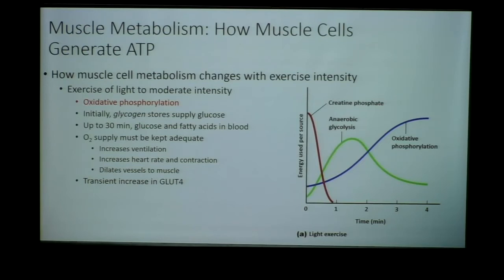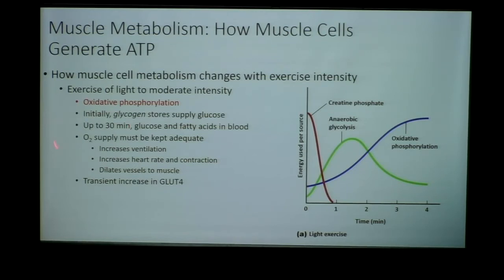What does oxidative phosphorylation absolutely need? Oxygen, right? It needs oxygen. So this is the aerobic energy production. Because we can maintain our respiration, oxidative phosphorylation is the main source of energy for lighter, more moderate intensity exercise. So let's look at the sequence of energy supply.